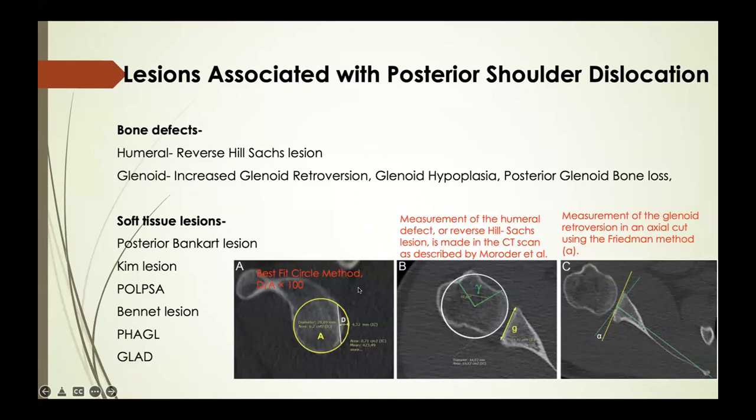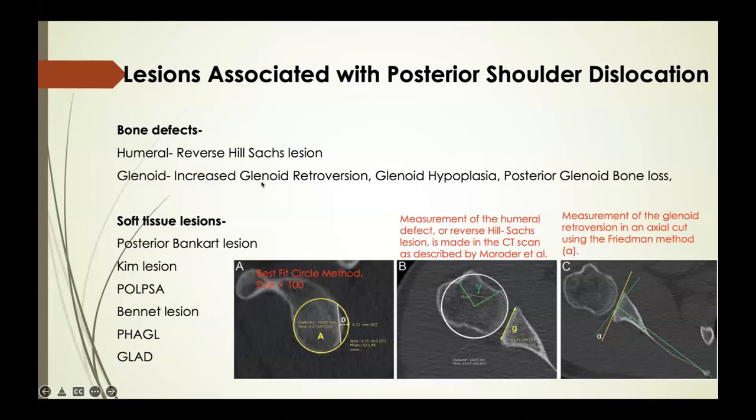Lesions associated with posterior dislocation, first we look at the bony defect, either in the humerus or in the glenoid. If it's in the humerus, it will be a reverse Hill-Sachs lesion, whereas in the glenoid, it's an increased retroversion, glenoid hypoplasia, or posterior glenoid bone loss. In this image, A depicts the glenoid, and there is a loss of glenoid bone, in which we have to draw a best fit circle, where D is the bone loss, measured divided by A, where the bone is there, into 100. Depending upon this, we can plan for either a soft tissue procedure or a bony procedure.